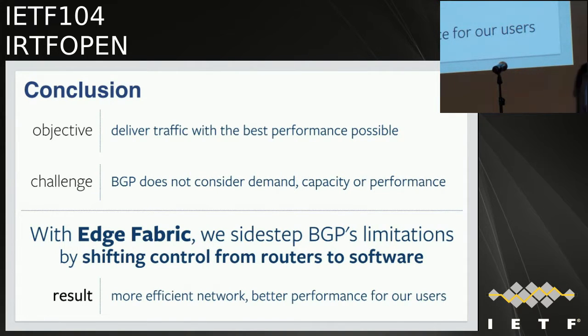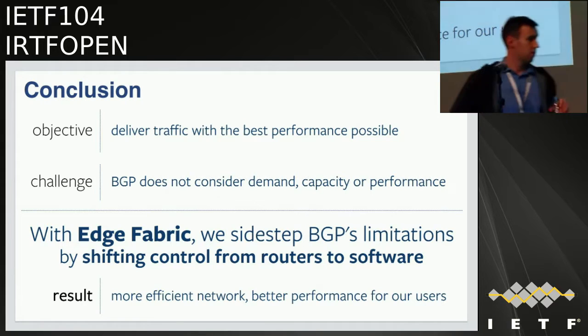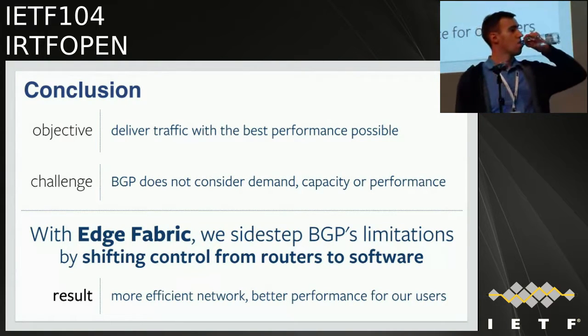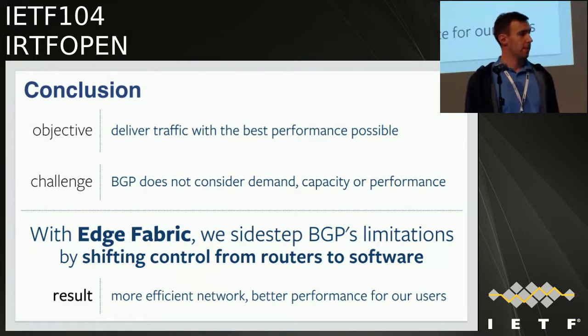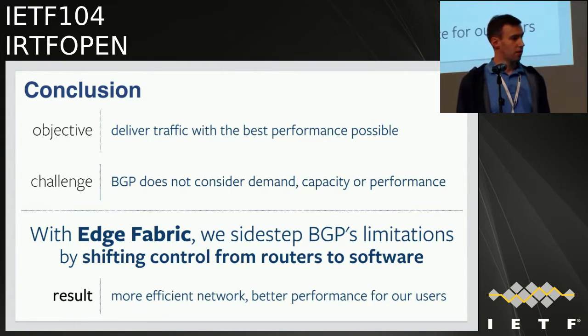There's a question that came in from a remote participant. Bruno asked, how does the controller tell a router to redirect traffic for a specific class of traffic? For example, do you use BGP flow spec?